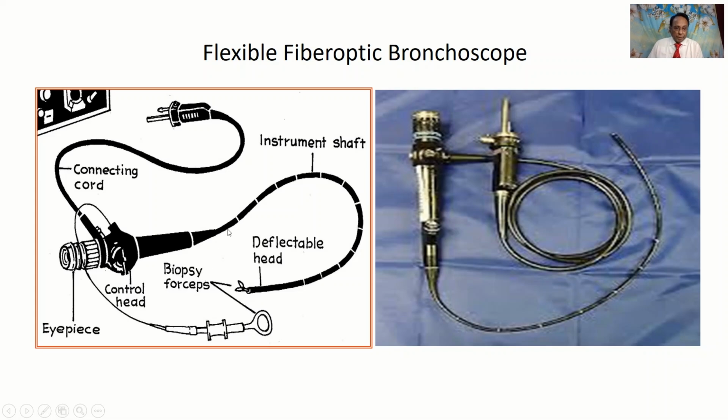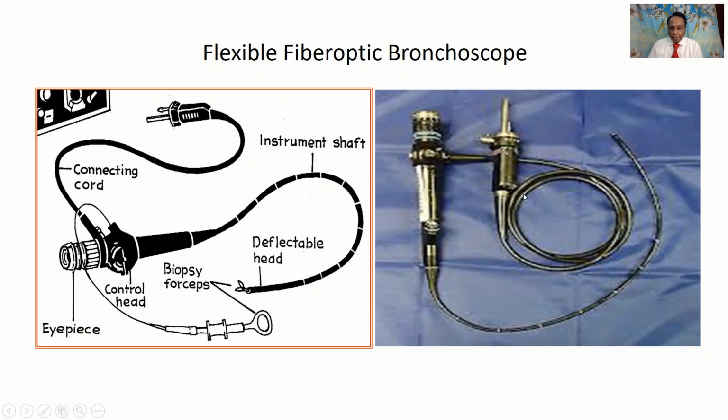And this part is called the shaft, and this is the distal end. And here is a connecting cord that goes and attaches to the light source. Those days we used a halogen source. Nowadays xenon sources are available, and they last for long hours. That's an advantage.